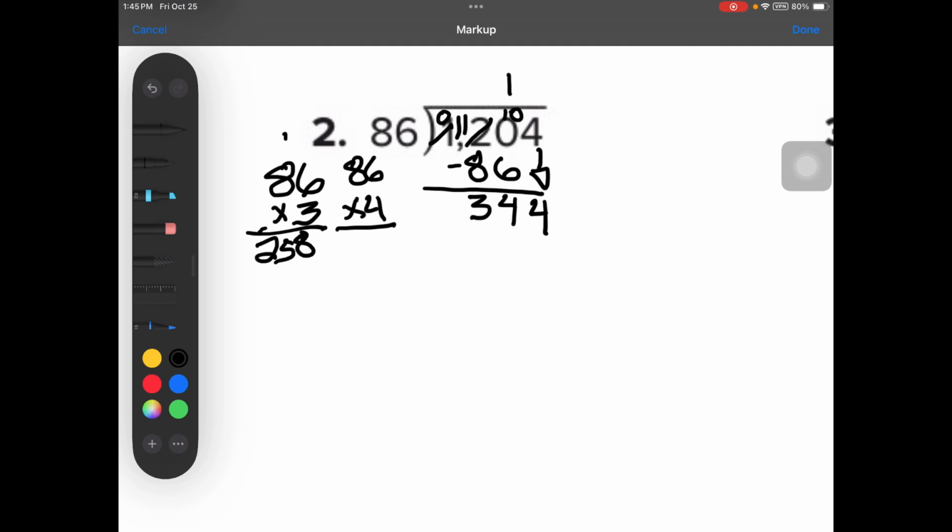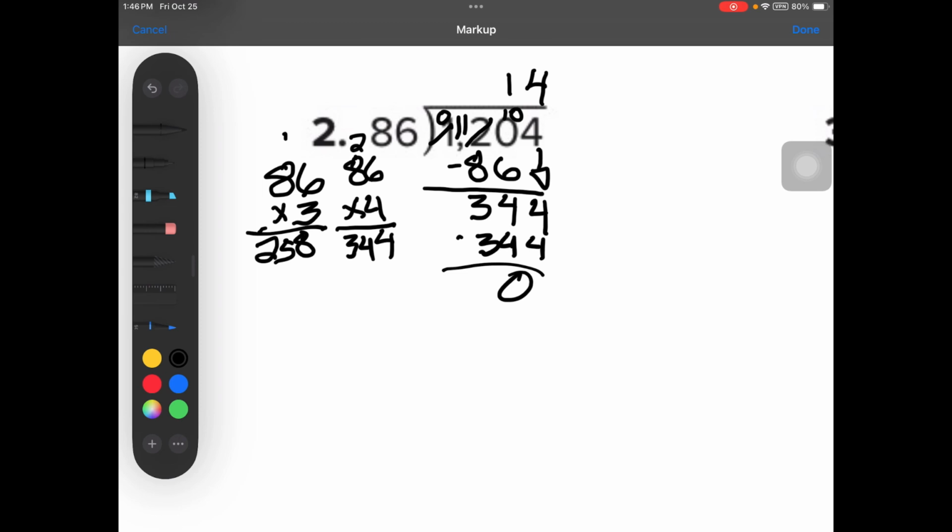Oof, I bet we have room for one more 86. Let's try the 4 one. 4 times 6 is 24. 4 times 8 is 32, 33, 34. Oh, that's beautiful. That's the beauty of guess and check. You can definitely figure out how close you need to be. Find the Goldilocks, the just right.